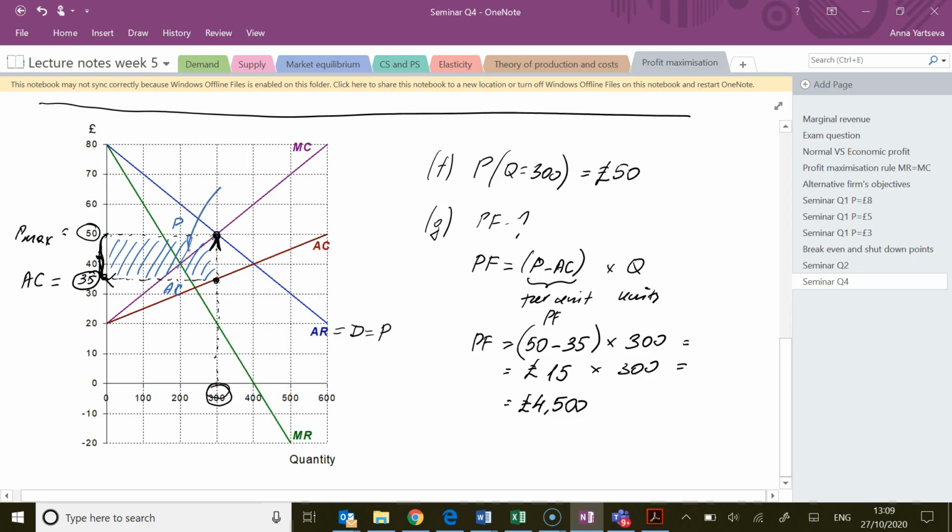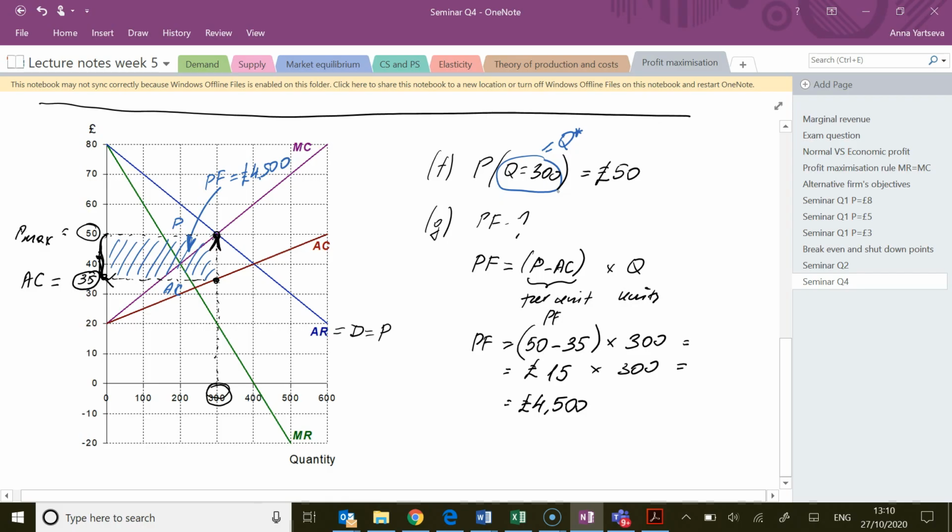And as you can see here, this profit is now lower. We used to earn £6,000. Now we're earning lower profit. Why is that? Because quantity is not optimal. This quantity is not equal to our profit maximizing level of output. We had to produce a different amount to maximize our profit.